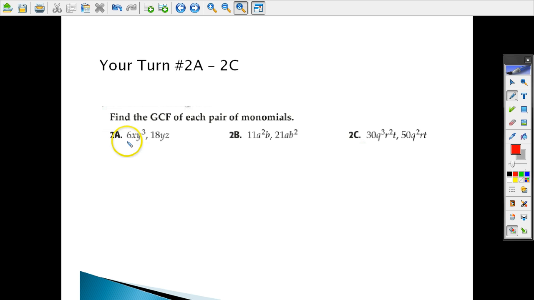All right, go ahead and do 2a, b, and c. You're finding the GCF for each pair of monomials. So if you want to lay out all the factors for each term and find what they have in common and have that multiplied as the final answer. So go ahead and do 2a, 2b, and 2c.